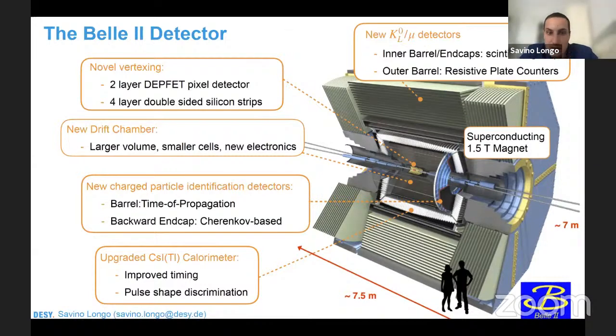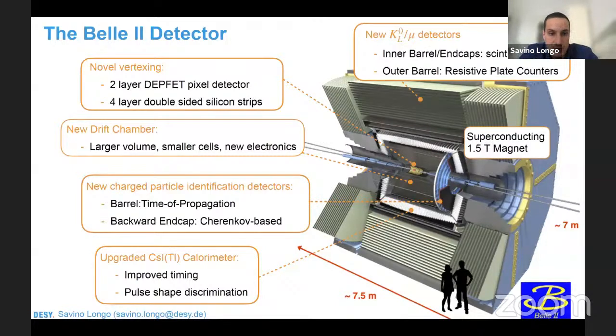We then have added a new drift chamber to the detector, which has a larger volume and smaller cells. Later in this talk, I'll show a long-lived particle search, and we'll see having a larger drift chamber volume increases our acceptance to the decays of long-lived particles.